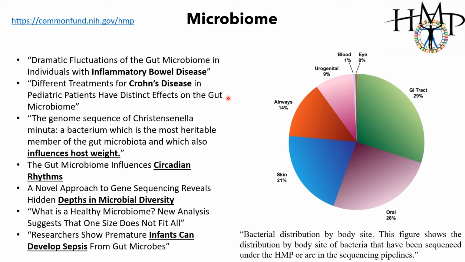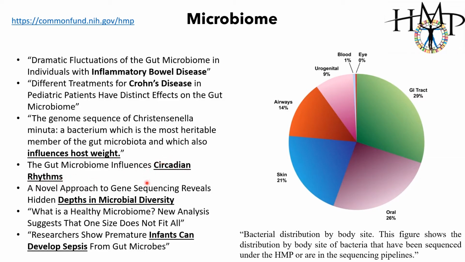So if we can start to understand which profiles have better outcomes, then maybe we can tailor treatments. We can also see here that the genome sequence of certain types of bacterium were analyzed, and it seems as though they can actually influence a host's weight. So this is where you may have heard in the news that there's a link between our microbiome in our intestines and obesity. I already mentioned the link to circadian rhythms.